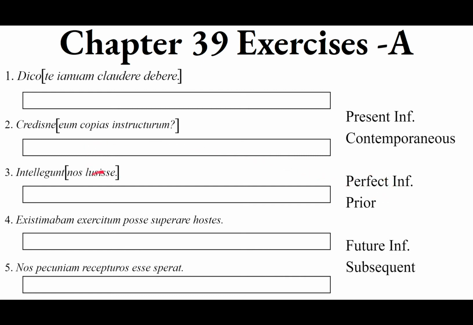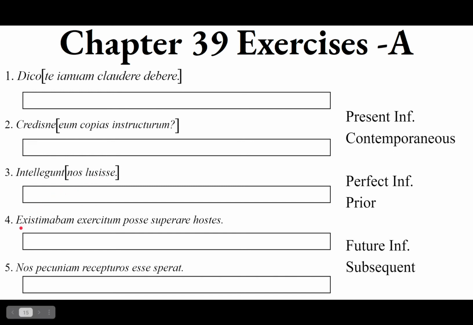So lusisse. This is perfect, so it's showing a prior action to the main introductory head verb. So they understand right now in the present time, present tense, that we have prior to this already played. We have played. We played. We already did that. We're done with that. Do you understand that right now? That we have prior to already done that? They understand that we played. Duh.